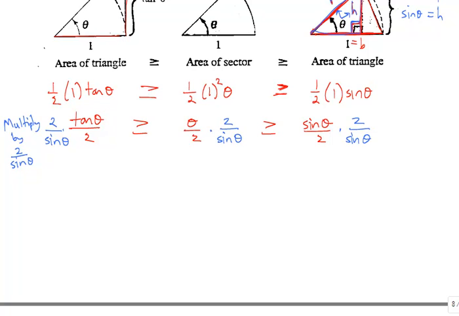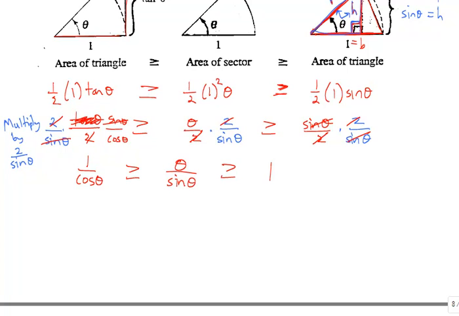Now let's clean it up a little bit. Here the 2's obviously cancel. Remember that tangent of theta is sine theta over cosine theta, so the sines also cancel. What we're left with then is just this cosine, but look at where it is. It's in the denominator, so this becomes 1 over cosine theta. In the middle, the 2's cancel, and we're left with theta on top and sine of theta on the bottom. And on the right-hand side, the 2's and the sines cancel, so we're left with just 1.